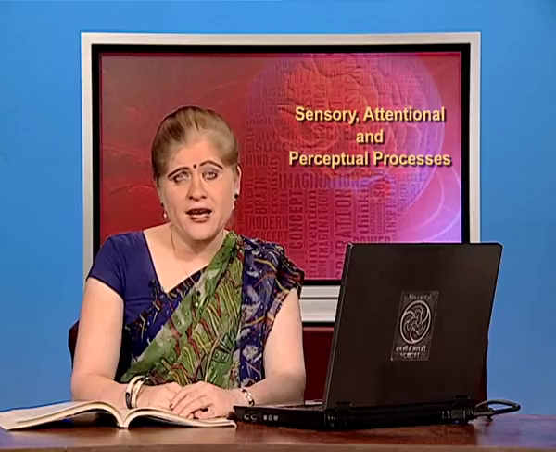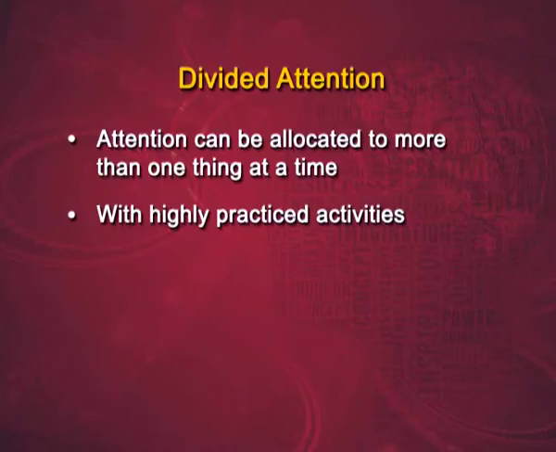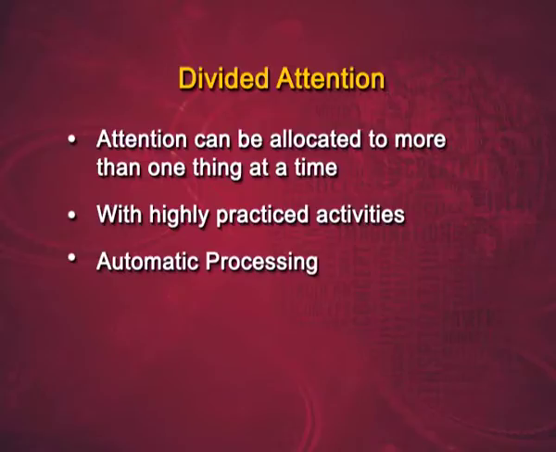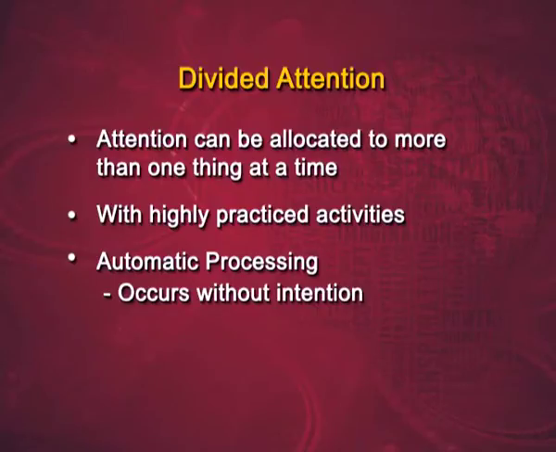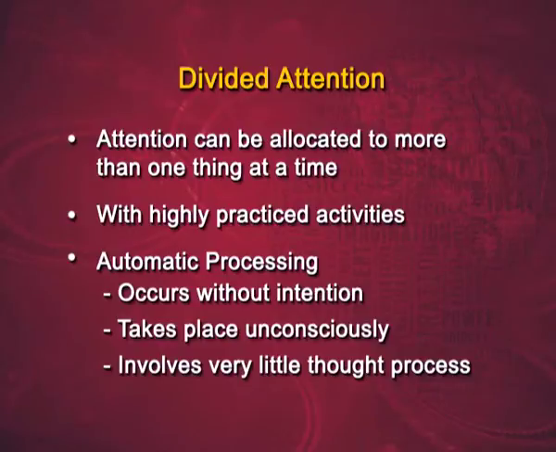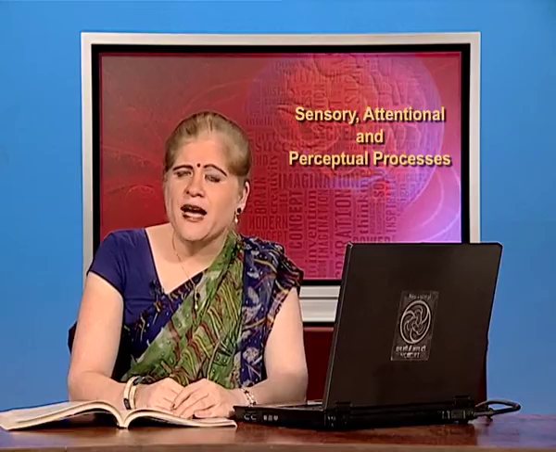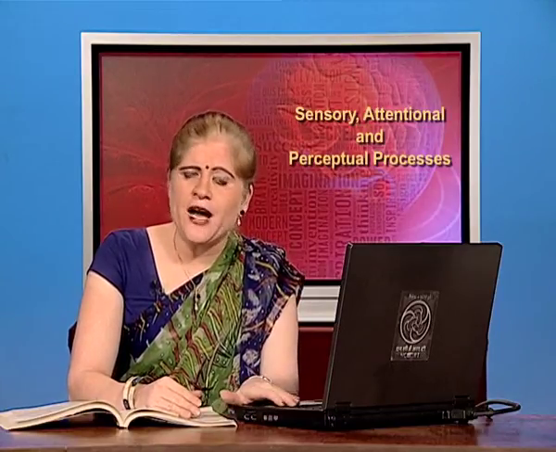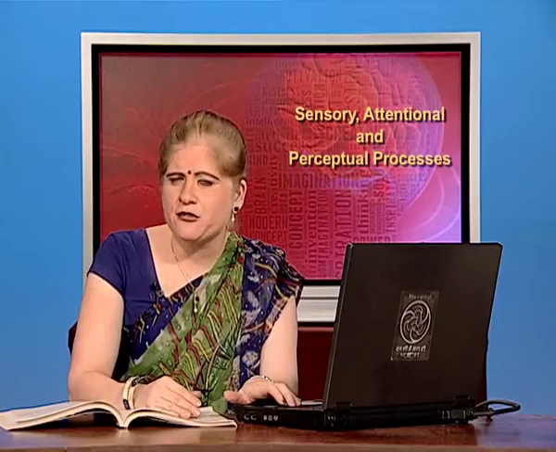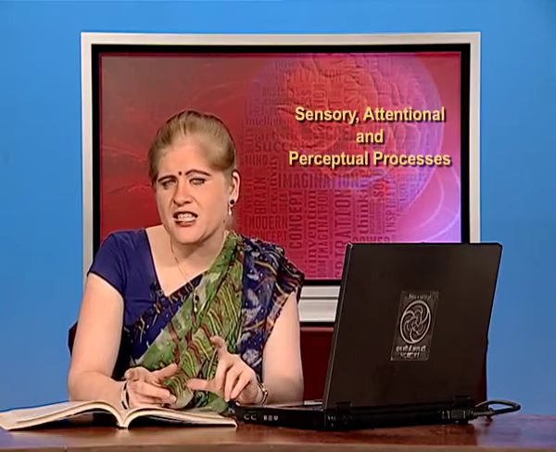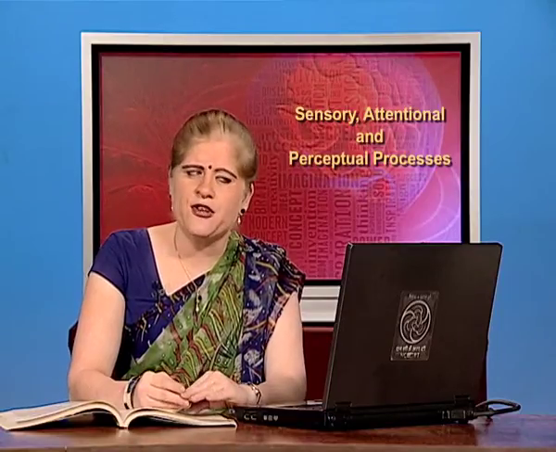So, this makes us realize there is a phenomenon called divided attention, which occurs as an automatic processing phenomenon with processes which have been highly practiced. The unique characteristics of divided attention are that it occurs without intention, it takes place unconsciously, and it involves very little thought process. Of course, if you are simultaneously trying to do things, all of which require your thought processes, you will not be able to do any of them. One thinking and one physical activity simultaneously can go on in a process of divided attention.